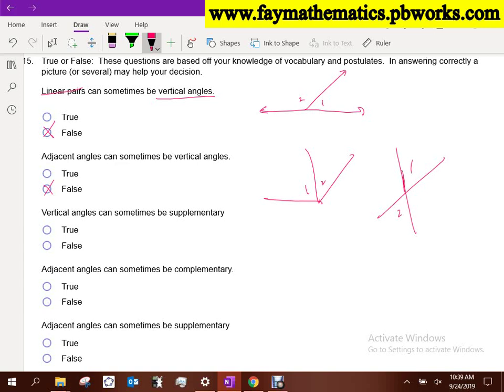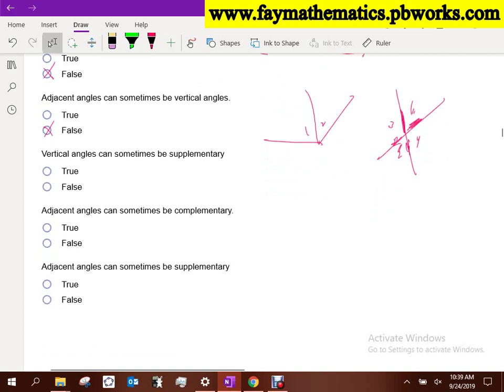We talk about how the rays of one angle are opposite rays to the other. When 2 lines intersect, these 2 angles are vertical, and 3 and 4 would be vertical. They, by definition, are not adjacent. Vertical angles can sometimes be supplementary. That would be true. The one we know the most: if I give this my x-axis, my y-axis, that angle there and that angle are vertical, and we know that's a right angle and that's a right angle. Add those together, you get 180. So vertical angles are sometimes supplementary.